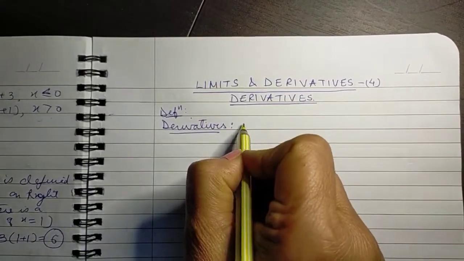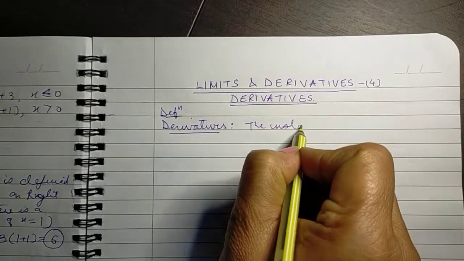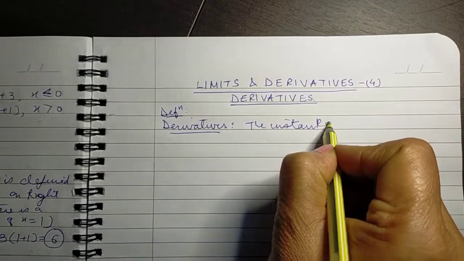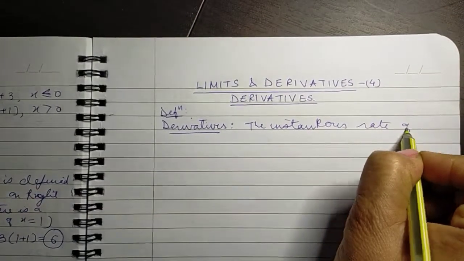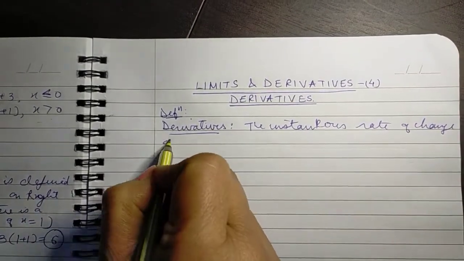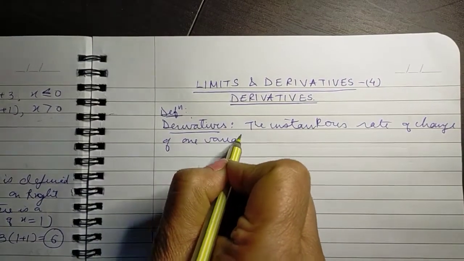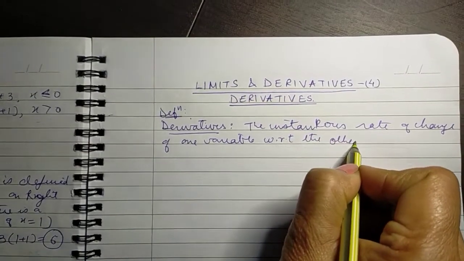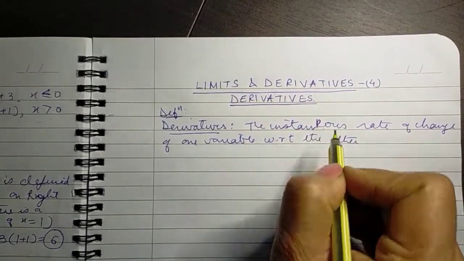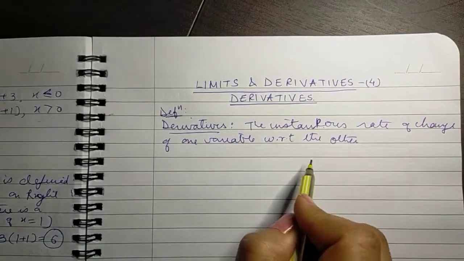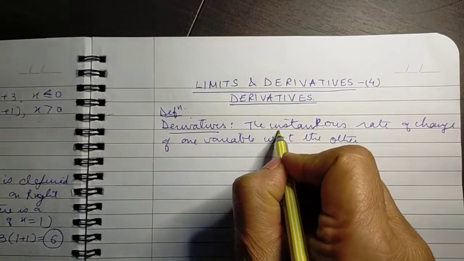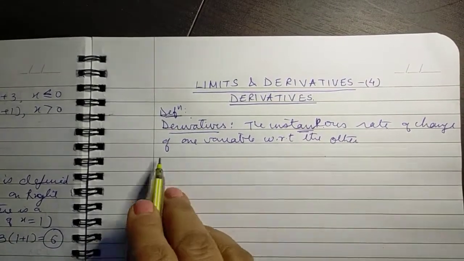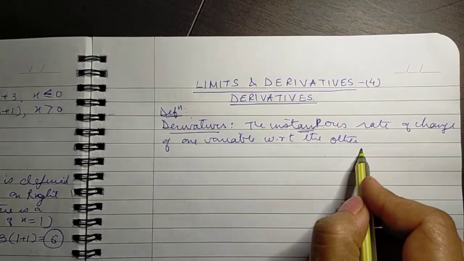Now it is the instantaneous rate of change of one variable with respect to the other. And here each word or each term has a specific role to play. Now we'll come to instantaneous later on. First let's see, it is the rate of change of one variable with respect to the other.